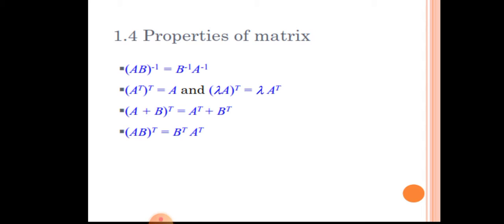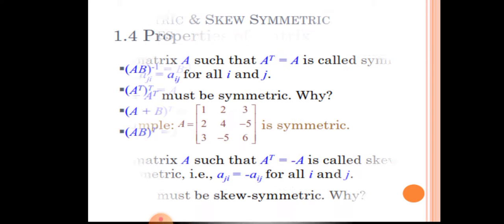And (lambda A) to the power of T, transpose. Here lambda is nothing but a scalar value. When we are multiplying these two things and taking the transpose, the scalar will not be transposed. It will be the same because it is a number. So the scalar lambda into A transpose. Then the third point, (A plus B) the whole transpose equals A transpose plus B transpose. Both are equal. Next, (AB) the whole transpose equals B transpose into A transpose. Similar to the inverse, we will have the transpose also.